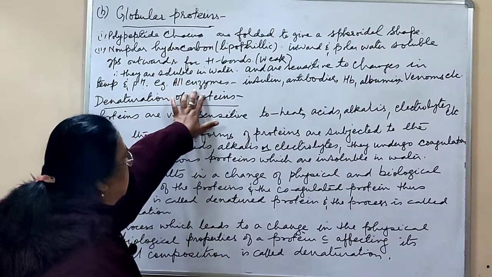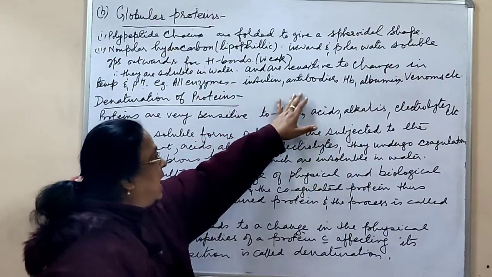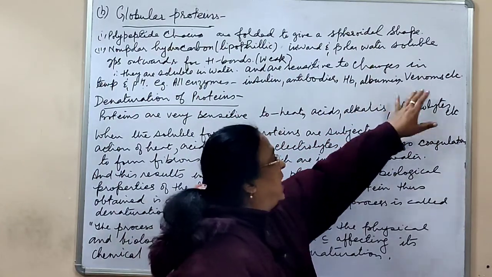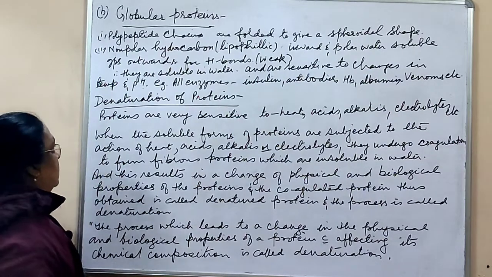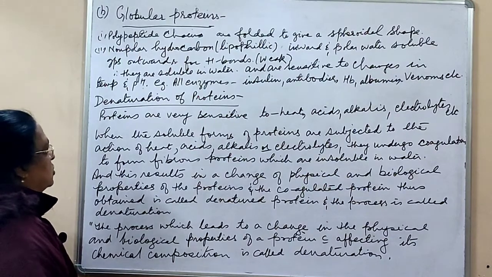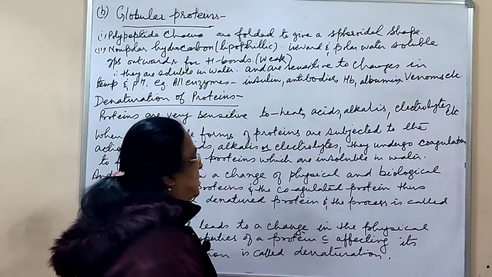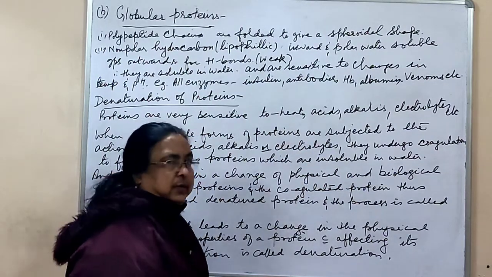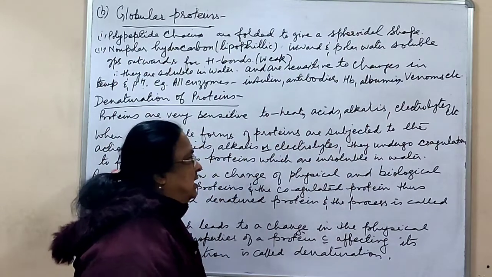Examples here: all enzymes, insulin, antibodies, Hb is hemoglobin, albumin, that is the protein of egg, and venom, that is the poison found in snakes. These all are examples of globular proteins. Now denaturation of protein. Denaturation means its property will be changed. As you know, proteins are very sensitive to heat, acid, alkalis and electrolytes, especially globular proteins. So these four conditions you should know: temperature is changed, medium is changed, acidic or alkali, and certain electrolytes are added, then also their behavior is changed.